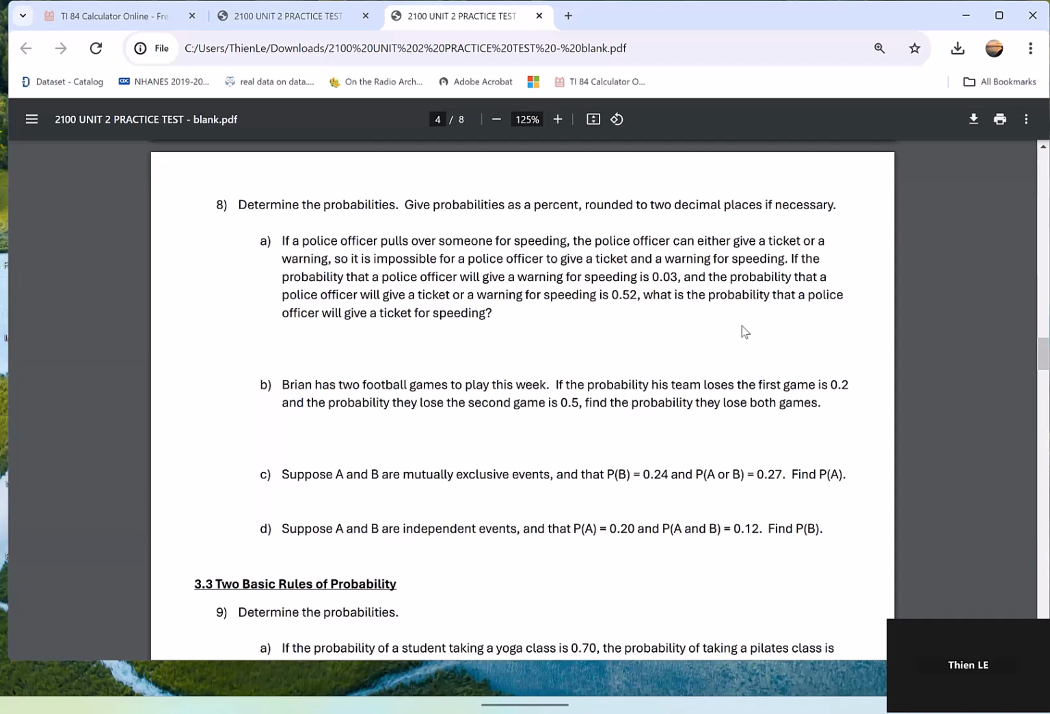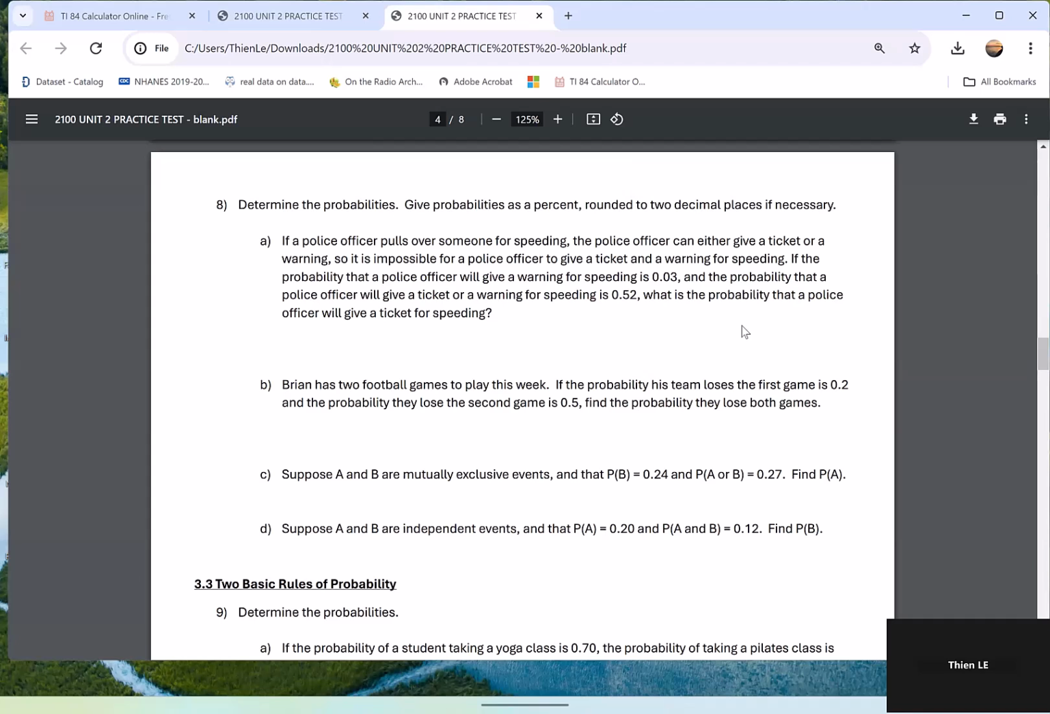Suppose A and B are mutually exclusive events, which means A and B have nothing to do with each other. And P(B) is 0.24 and P(A or B) is 0.27, find P(A). In this case, it's just like the police officer example in problem A. So P(A or B) equals P(A) plus P(B). And you already know P(B), which is 0.24, so P(A) will be the remaining, which is 0.03.